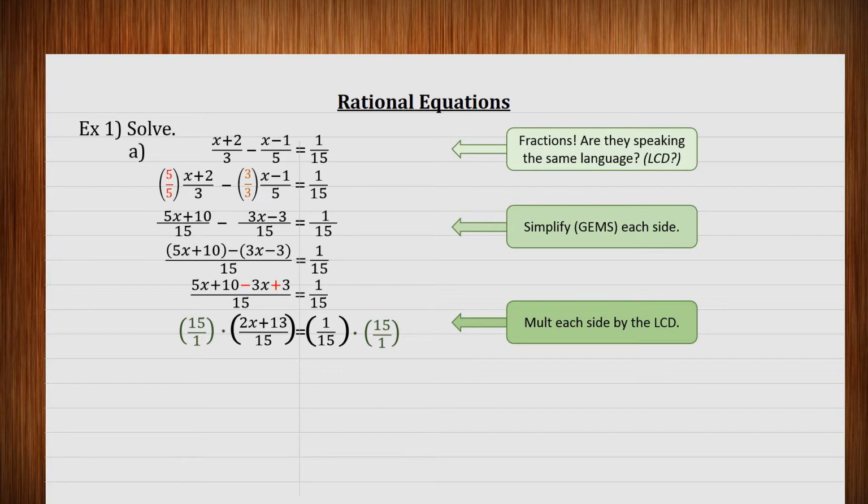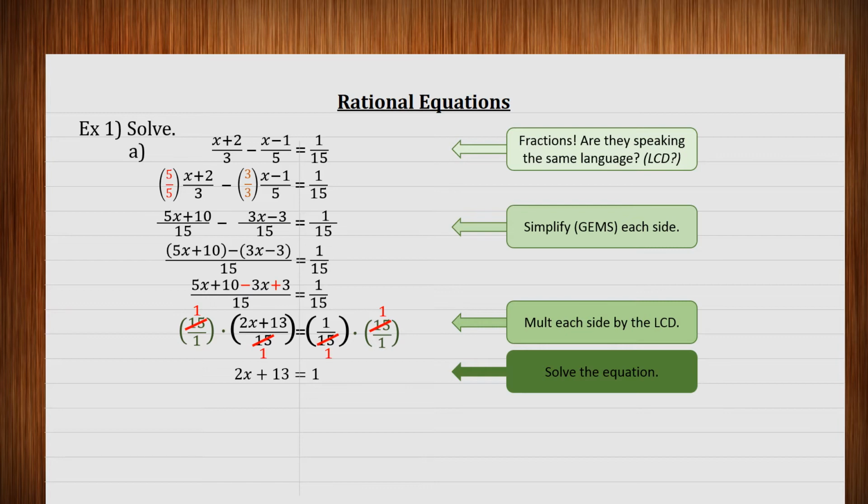Why do we do that? Well, remember, if you're multiplying values and you have a common factor in the numerator and in the denominator, they can reduce to a value of 1. Well, that happens on the left side of the equation and the right side of the equation, which reduces to a much simpler equation of 2x plus 13 equals 1. Now that we've gotten rid of the fractions, this equation looks a little easier on the eyes. Let's solve.